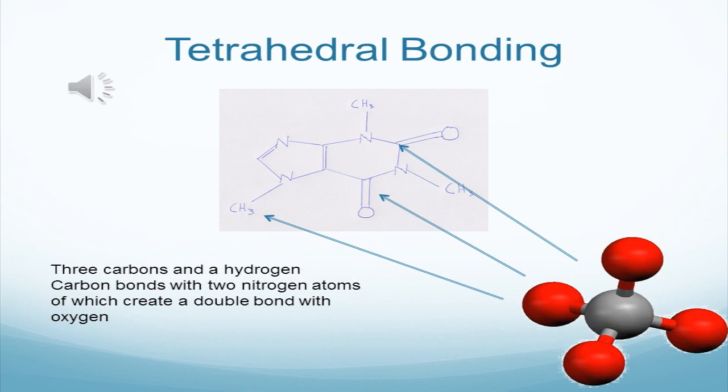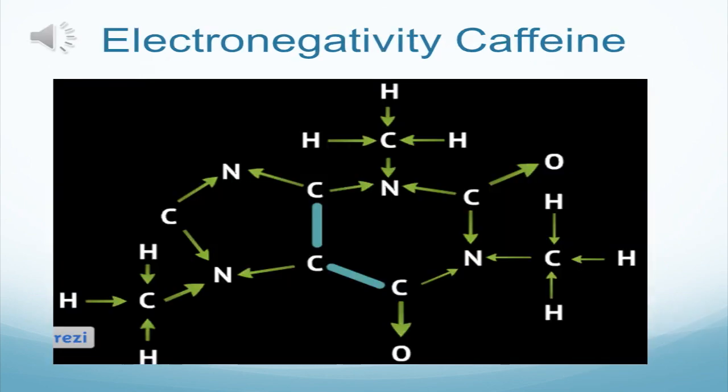The molecular shape that is formed by the 3 carbons and the hydrogen is that of tetrahedral. The final bond, that also being tetrahedral, is when the carbon bonds with 2 nitrogen atoms, which create a double bond with oxygen. Caffeine has both polar and nonpolar bonds. The hydrogen and carbon create a nonpolar bond, while the bonds between carbon and nitrogen and carbon and oxygen are polar. This image shows the different levels in electronegativity, where the arrow points from low to high values.